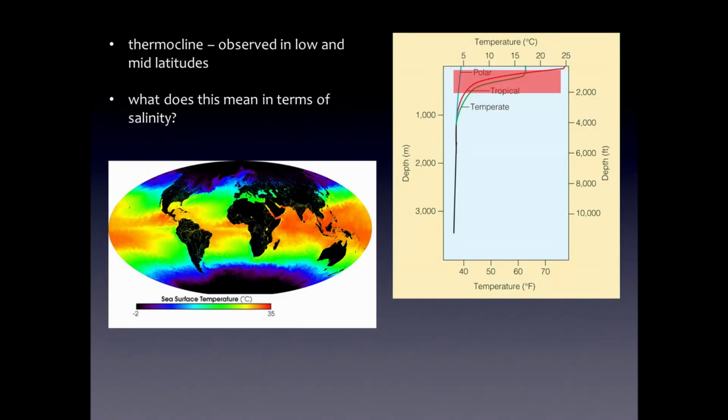Once again, whether you see the pycnocline or the thermocline depends on where you are in the world. If you look at the thermocline, we see it on the little graph on the right-hand side. It is very pronounced in temperate waters and very pronounced in tropical waters. It's in that little red band on the graph, but it almost disappears in polar waters. Once again, at those higher latitudes, the air temperature is much colder, so there's not that great of a change in temperature between the surface waters and the bottom waters. This also means that we're going to see changes in salinity as well.